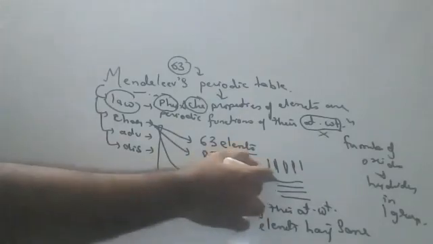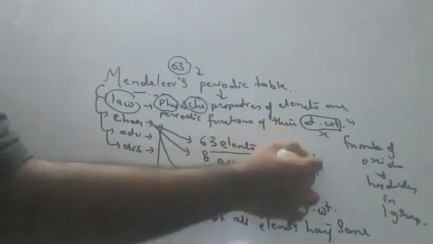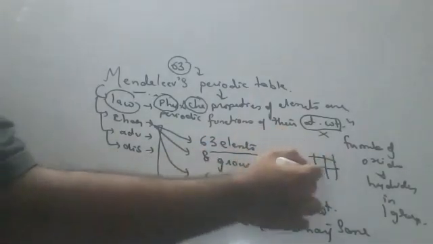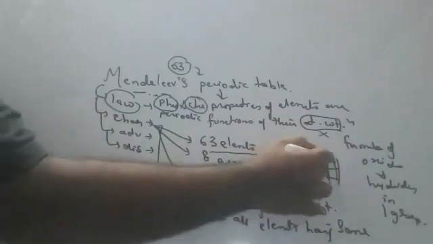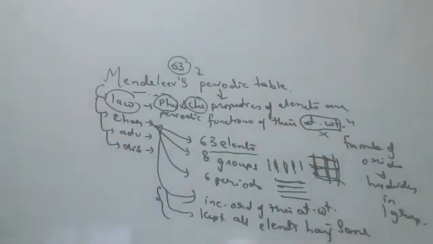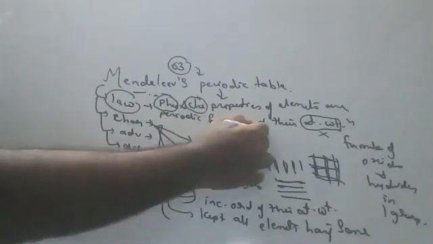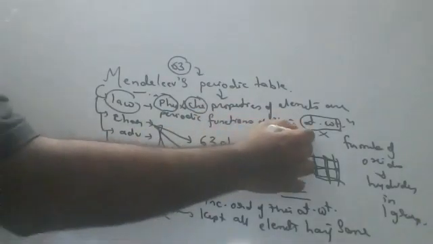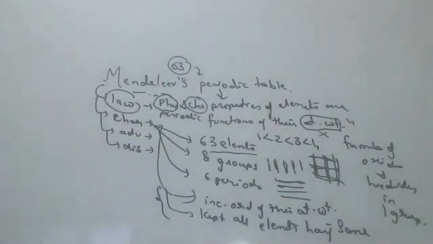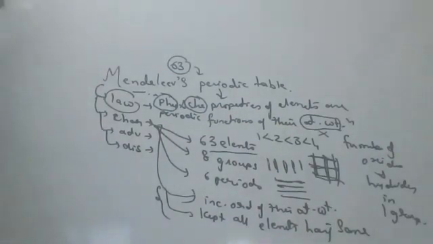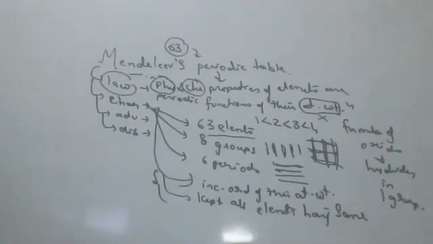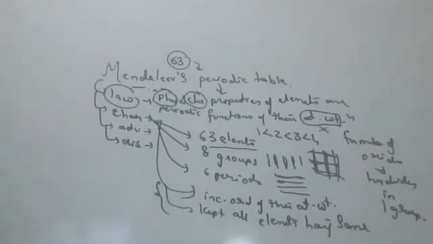How many periods did he keep? 6 periods. Means like this table, it will be like this: 8 are there, and like this 6 are there. Okay, and he arranged elements in increasing order of their atomic weight, and he kept all the elements having the same formula of oxides and hydrides in one group. What does that mean? That is very important.